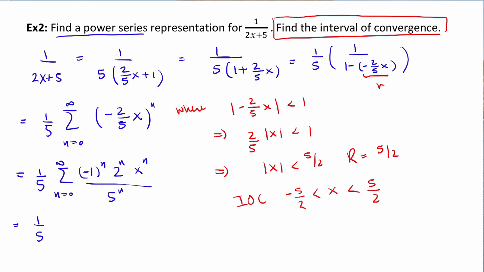And then I get that this is 1 over 5, n equals 0 to infinity. And then again, I want to have it like something that depends on n times x to the n. So I'm going to put this 5 inside. If I do so, I get that this is negative 1 to the n, 2 to the n, x to the n, all over, I had 5 to the n times the other 5, I get 5 to the n plus 1, and this is my power series representation of 1 over 2x plus 5.